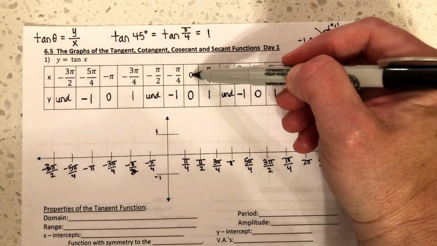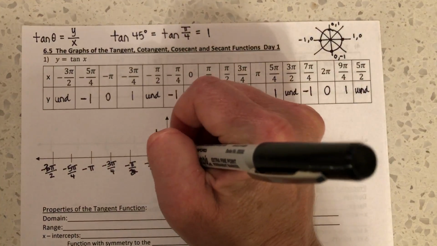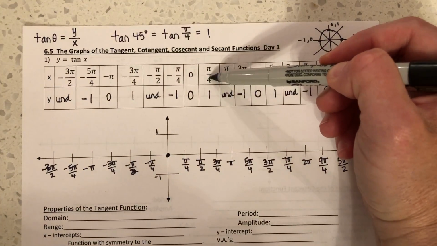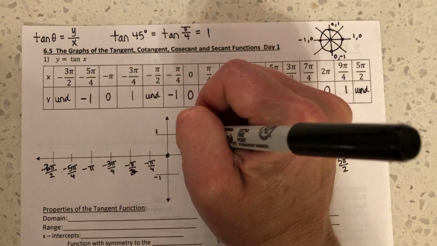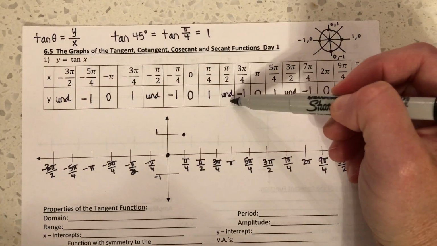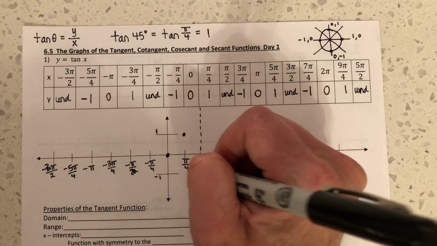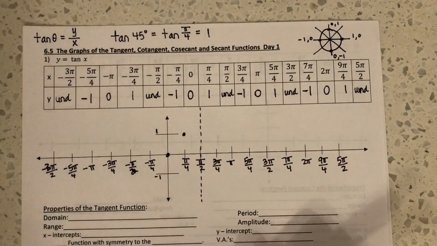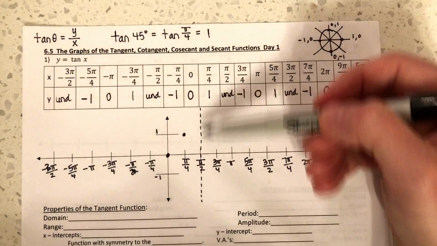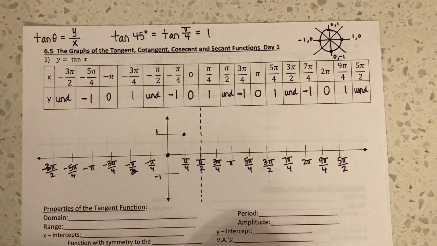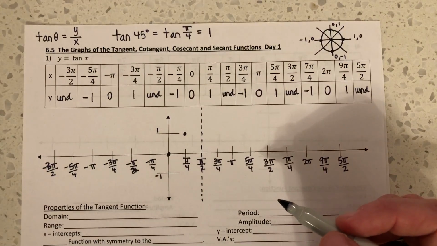So when 0 went in, 0 came out. So 0, 0 is on the graph. Pi over 4 went in and 1 came out. So pi over 4, 1. Pi over 2, undefined. When pi over 2 went in, an undefined ratio came out, which means it does not exist there, and it creates a vertical asymptote. The graph will not exist when x is pi over 2. There will be no ratio that can come out that is definable.